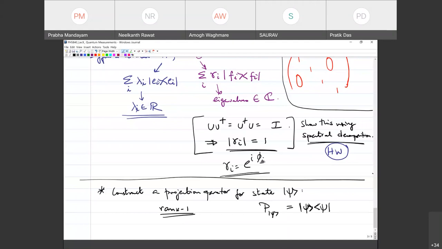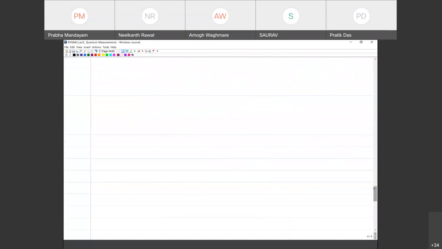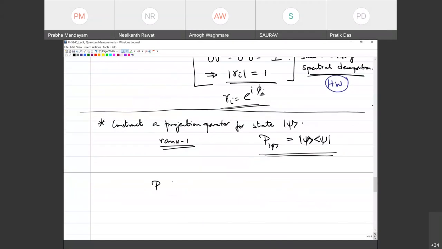I'm just formally noting that this is always a projection operator because it satisfies the property that P psi squared, which is psi psi, is P psi. And of course, when it acts on any state, it projects you down to psi with the inner product being the scalar in front.